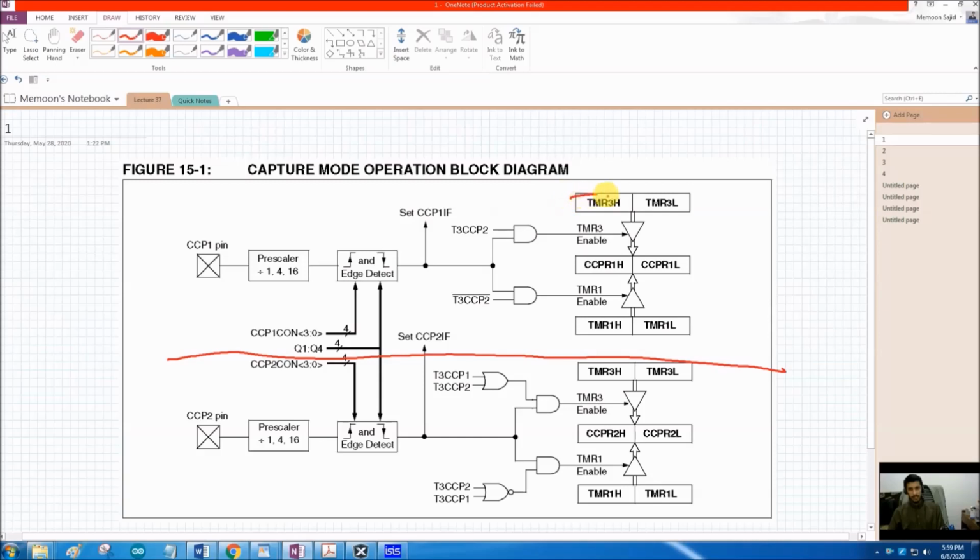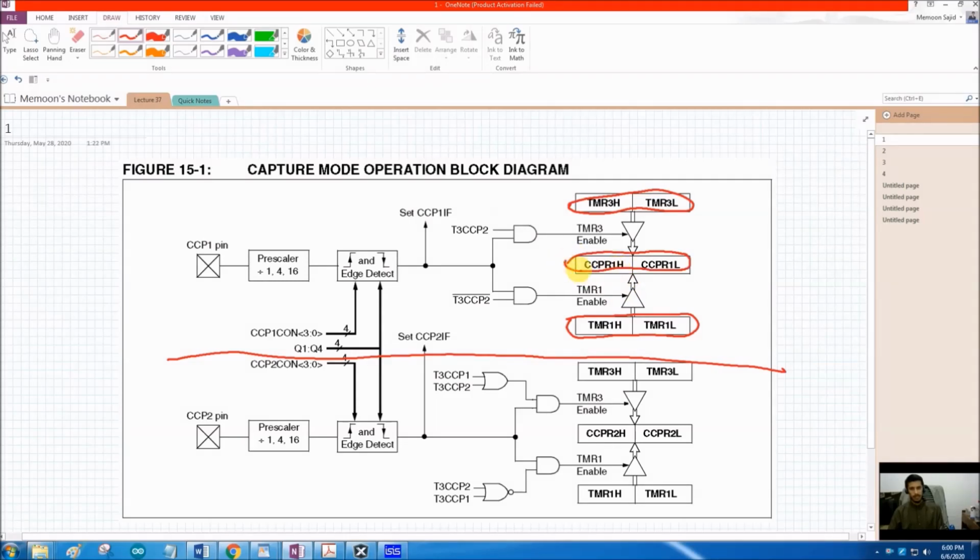We can see here that these two are the timer 3 higher and lower registers that combine to form a 16-bit register. Then these two are the timer 1 registers, and we can select between them. So any one of these two will be used. Either timer 1 will be used or timer 2 will be used.